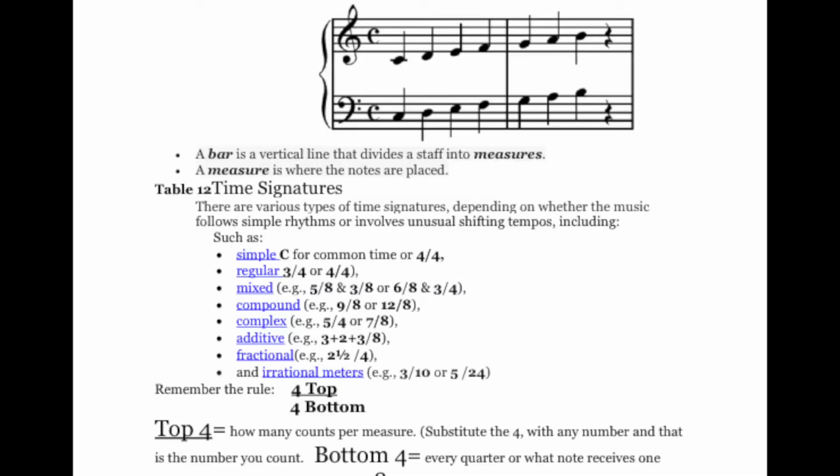There's more time signatures, a lot. There's 3/4, which is considered to be regular. 3/4 is more of a waltz. 1, 2, 3, 1, 2, 3, 1, 2, 3, 1, 2, 3. So then you have 3/4 and 4/4. That's called regular. Then you have other time signatures.